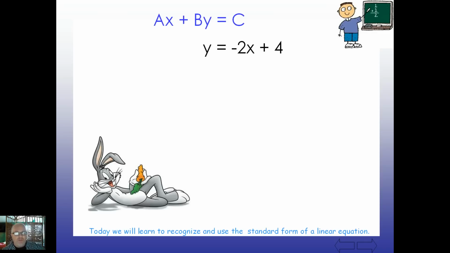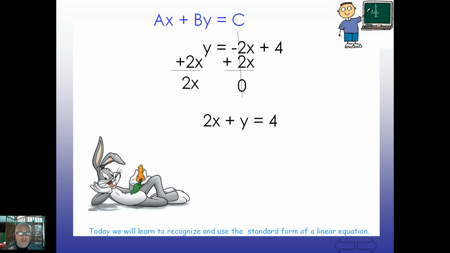Let's move that -2x over to the left side. So why don't we add 2x, not to one side, but to both sides of our equation, and we end up with 2x plus y equals 4. That's in standard form. Now let's identify A, B, and C. A would be, what do you think? A should be 2, B should be 1, and what is C then? In this case, C is indeed 4. Good.